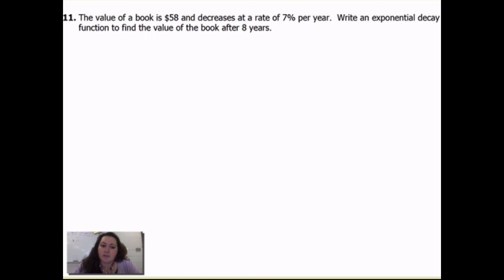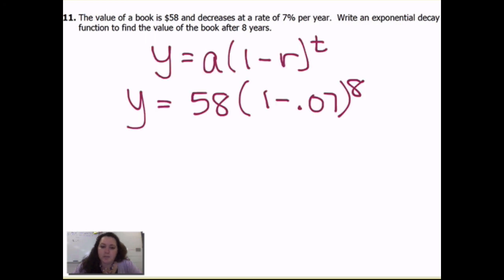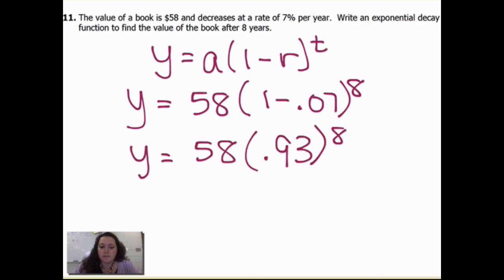The value of a book is $58 and decreasing at a rate of 7% per year. Write an exponential decay function and find the value of the book after 8 years. Alright, so my original amount was 58, my rate is 7%, so 0.07, and my time is 8. Subtract, I get 0.93, raise it to the 8th power, and then multiply by 58, I get $32.46.